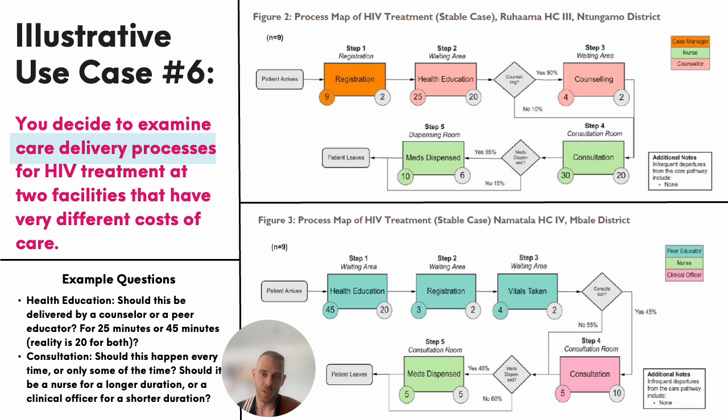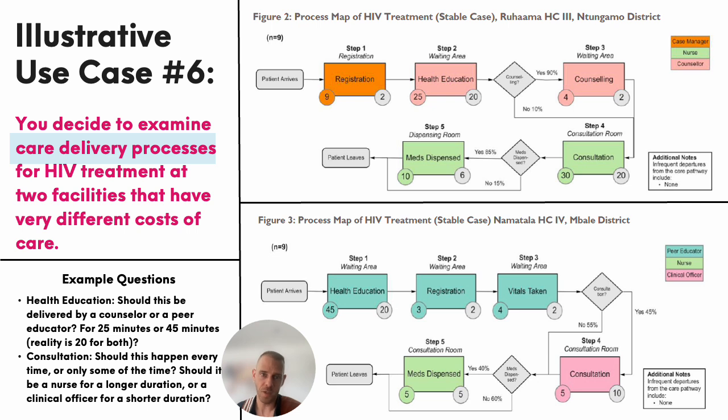So for example, if we look at step number 2 in the top figure, health education, we see that there's a counselor who's performing this, and the counselor should be performing it for about 25 minutes. That's what that little bubble in the left-hand corner is indicating. If we compare that to the bottom figure, we see that the first step rather than the second is health education. It actually happens before registration. The target duration is 45 minutes, so it's a very long health education session, and it's done by a peer educator instead of a case manager.